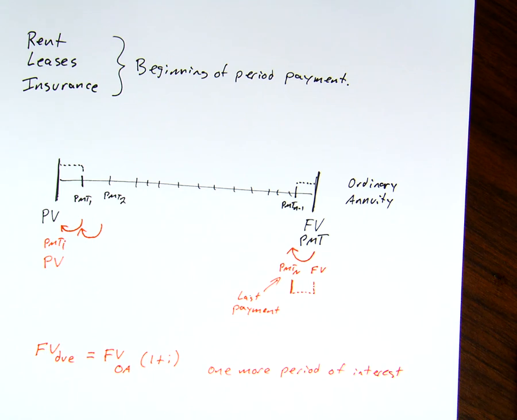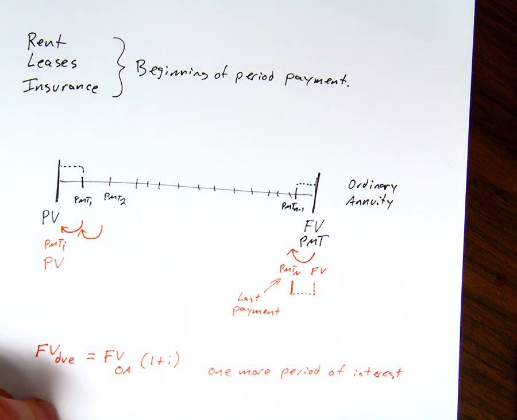Than we had before. So an annuity due will be slightly larger future value than an ordinary annuity. On the other hand, if we're looking at the present value, this payment doesn't get any interest, and so present value is going to be 1 period less interest. Let's take a look how this works.